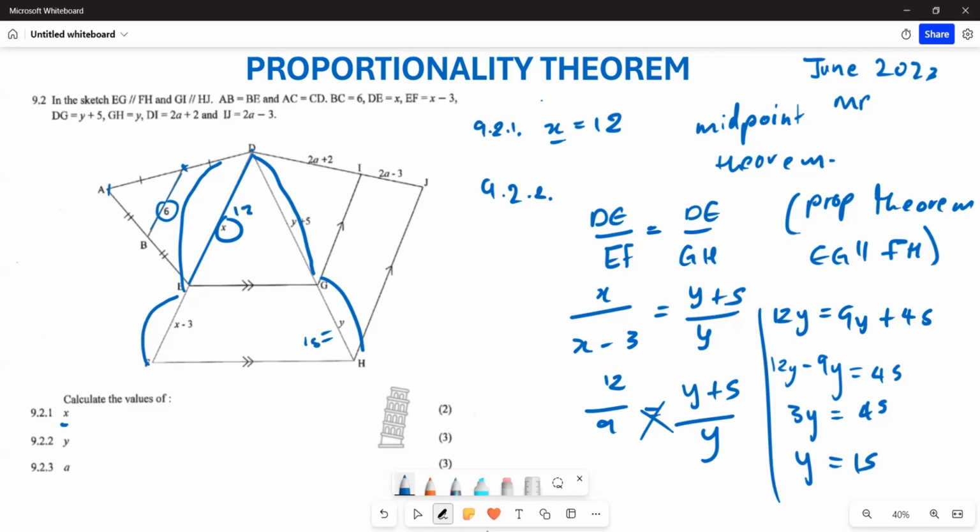Your x was given by 12. This is given by 9. And then this, when you say 15 plus 5, this is going to be given by 20. Okay, so basically, that is going to be that as far as this question is concerned.